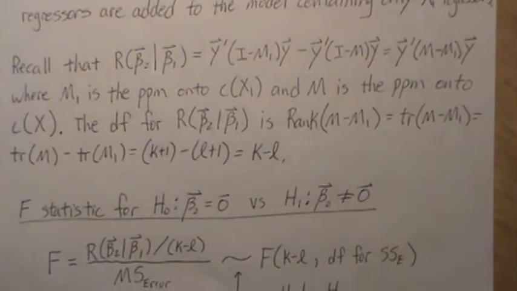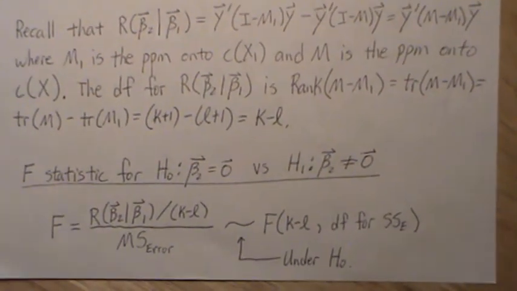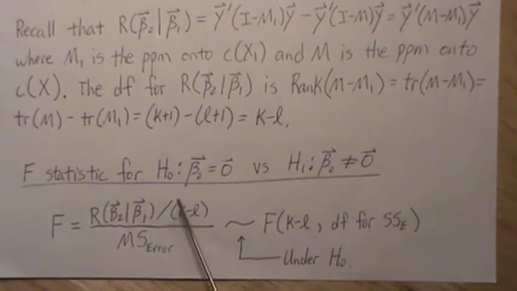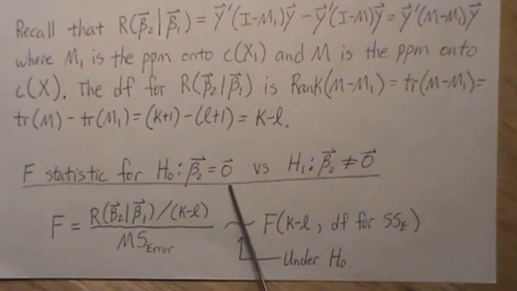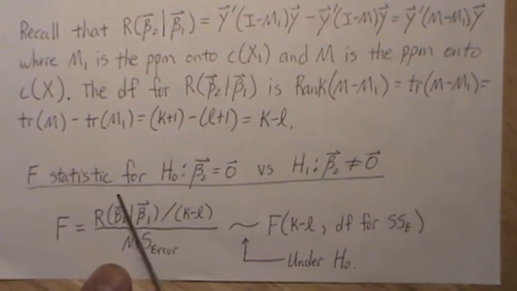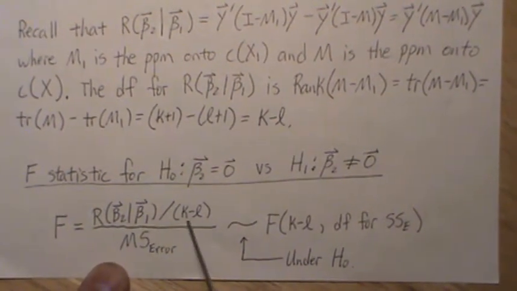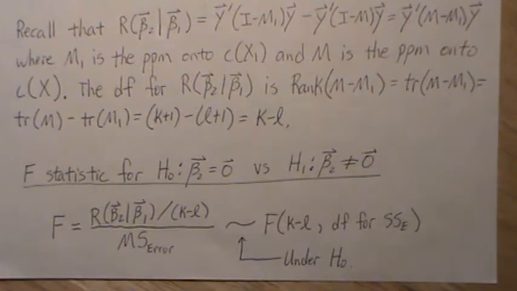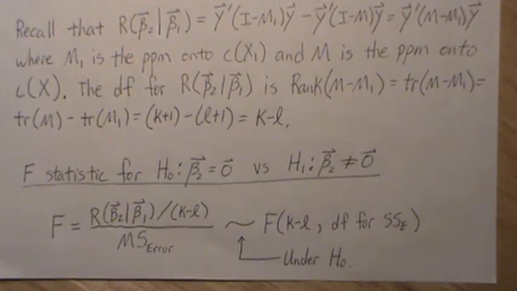Now the test statistic for this is this. The null hypothesis is, are the beta 2 parameters 0, meaning the X2 regressors don't help the model predict y above and beyond the X1 regressors, or is one of the beta parameters not 0? We prove that the sum of squares in the numerator is a chi-squared random variable with k minus l degrees of freedom.